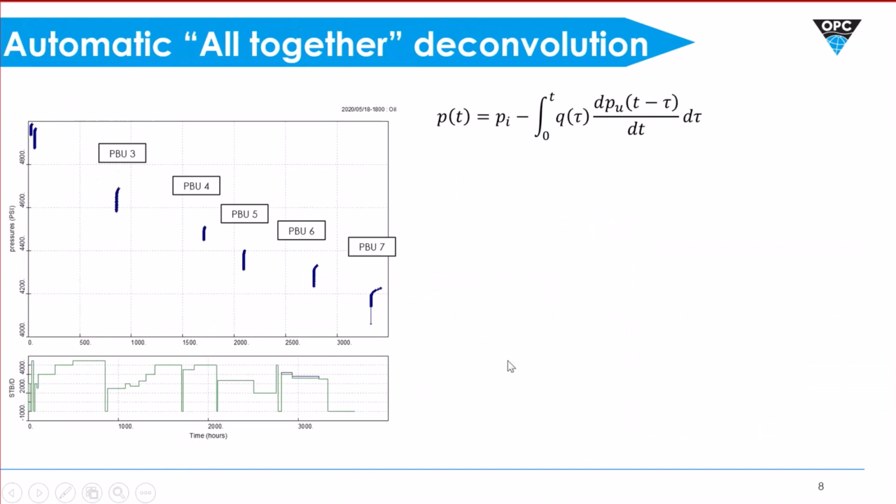So now I bring you to deconvolution algorithms that have been around for quite a while now. And the first one I wanted to show you was automatic altogether deconvolution. So going back to the convolution integral, what automatic altogether deconvolution does is it feeds the algorithm the observed pressure data, the initial pressures, and the rate history. But the pressure data that it feeds to the algorithm is only build-up pressures, and it feeds all data from each PBU. So here you see I've got about 7 PBUs in the data stream. I feed them to the algorithm, and the algorithm solves for the unit rate response function.